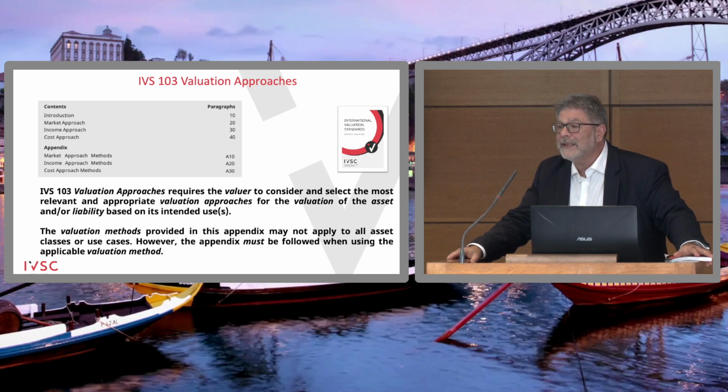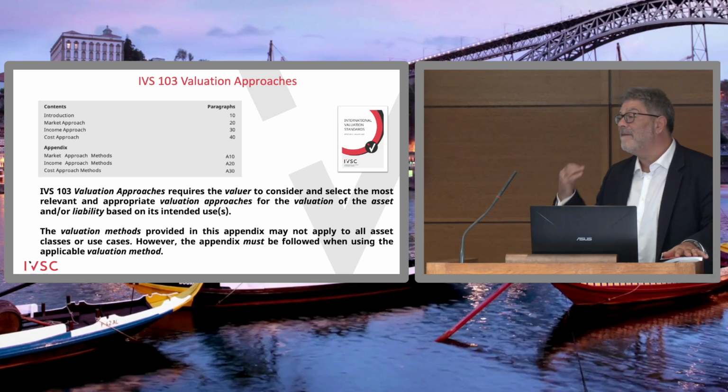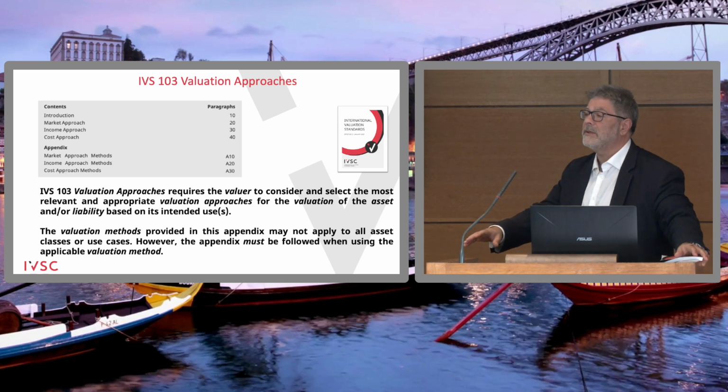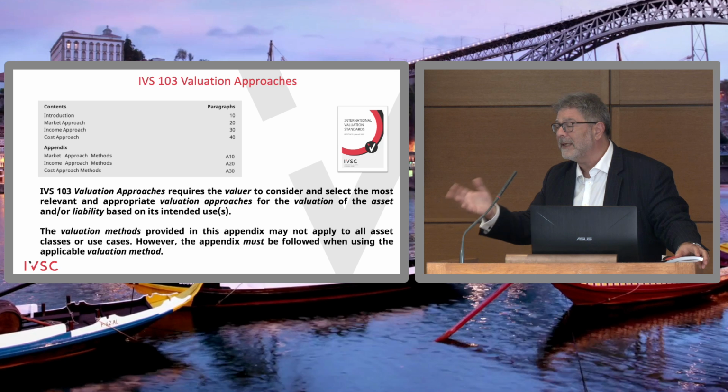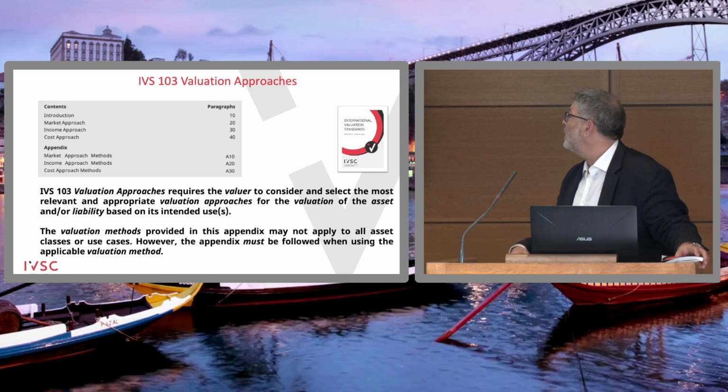But underneath these approaches, there are loads of methods. The discounted cash flow is just one method under the income approach. And a valuer must select the most appropriate approach, but in times of uncertainty, they should probably use more than one approach. It's a way of double checking your valuation. So you might be using more than market, income and cost approach.